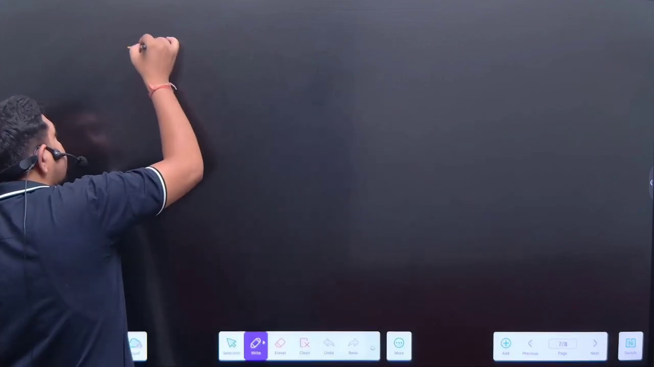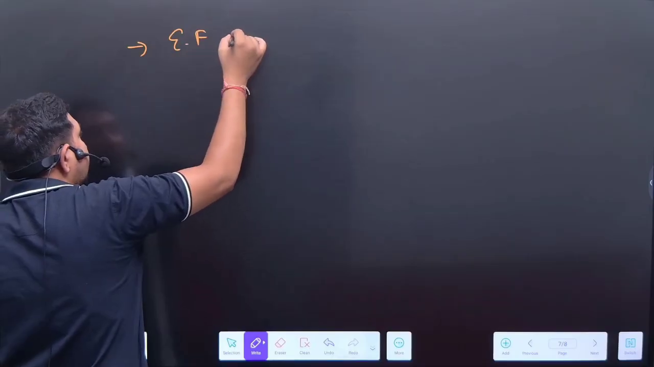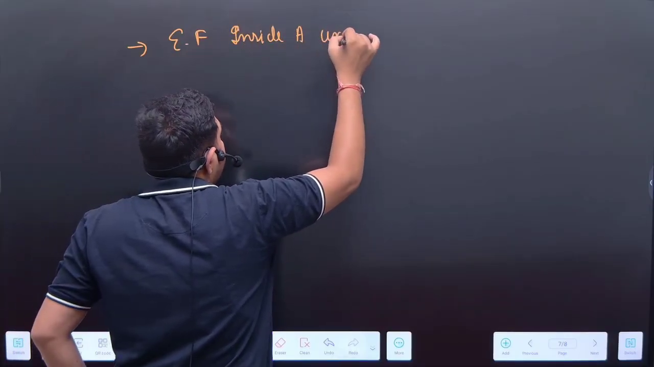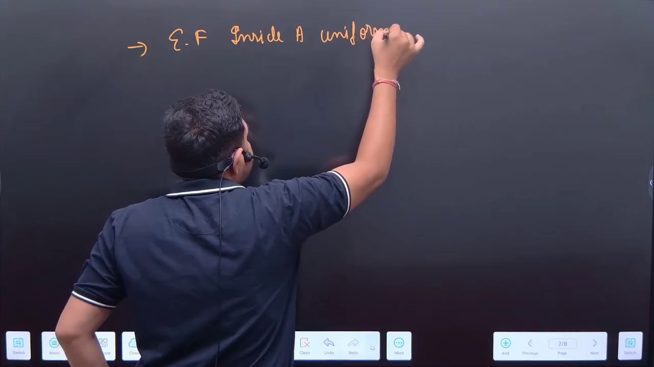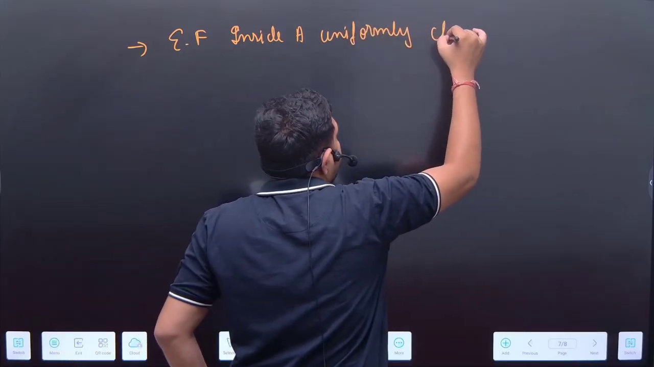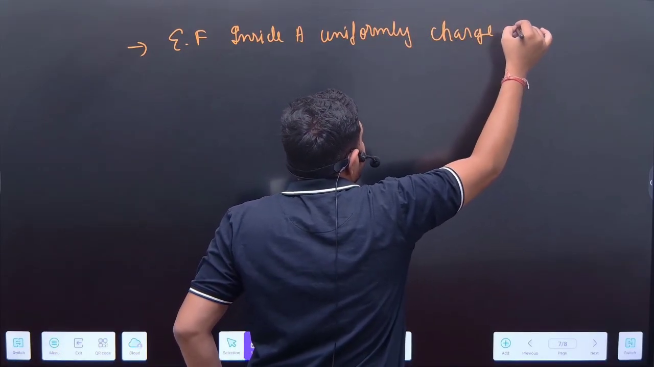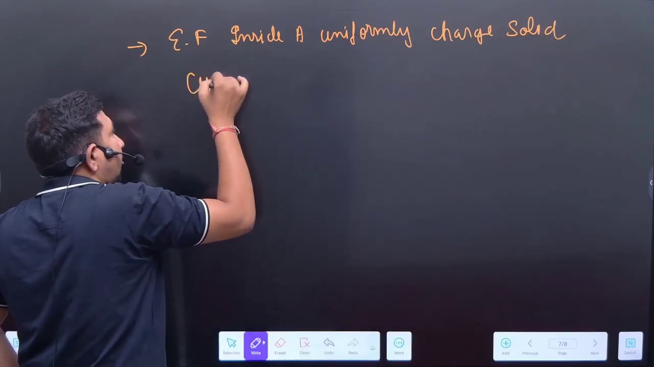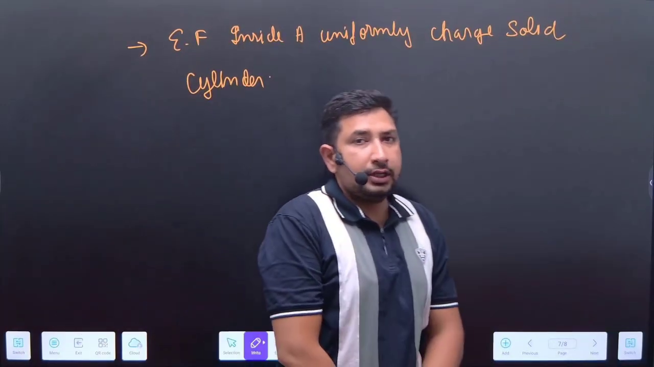Next, I would find the electrical field inside a uniformly charged solid cylinder. And that we would be doing using the Gauss law.